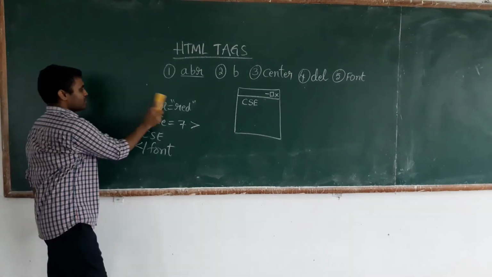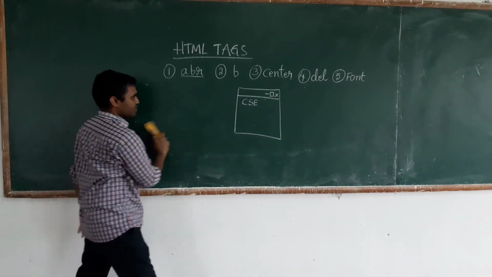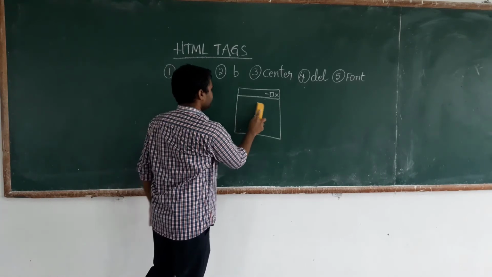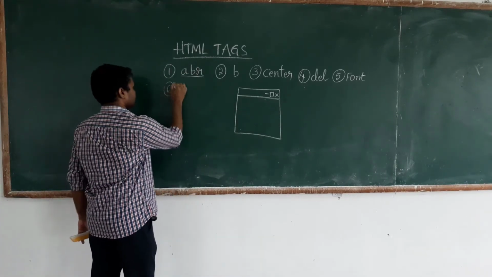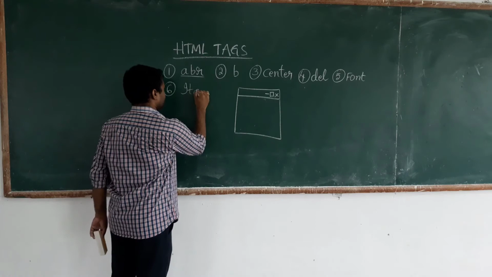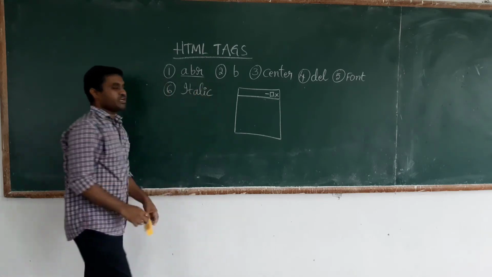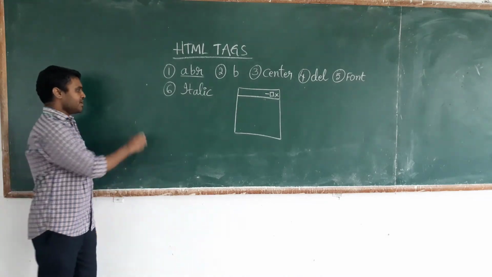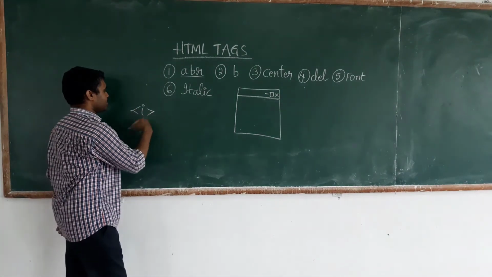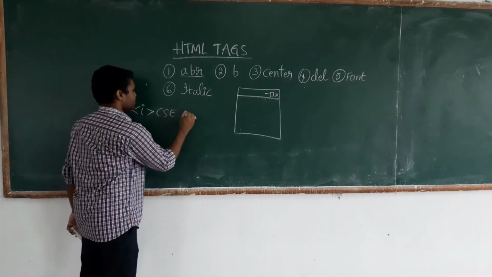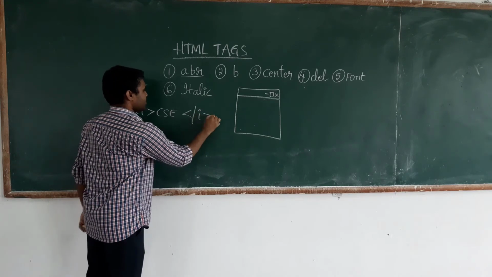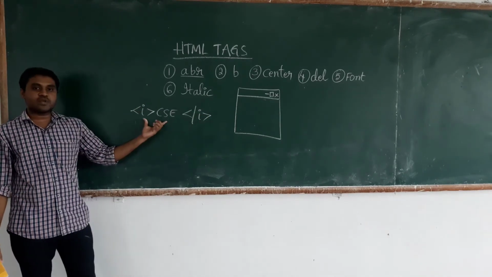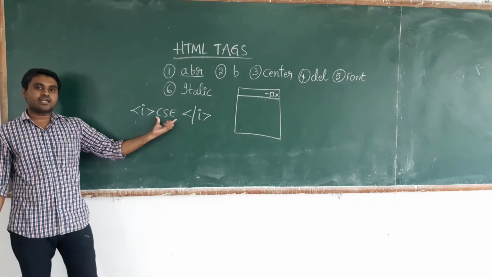So you'll see one more tag, that is the 6th one. The italic tag. It is used to display the text in italic style. Let us say for example I will write something like this: I CSE /I. So this statement displays the text CSE in italic letters.